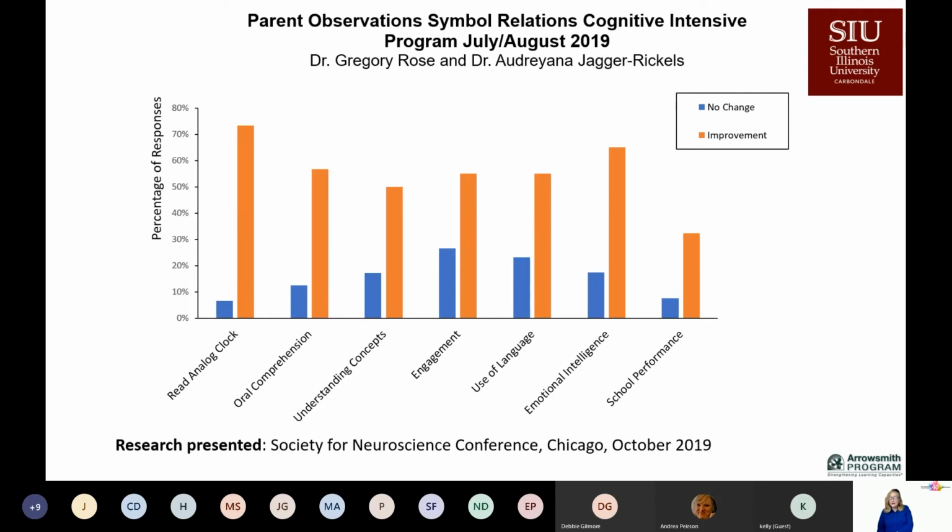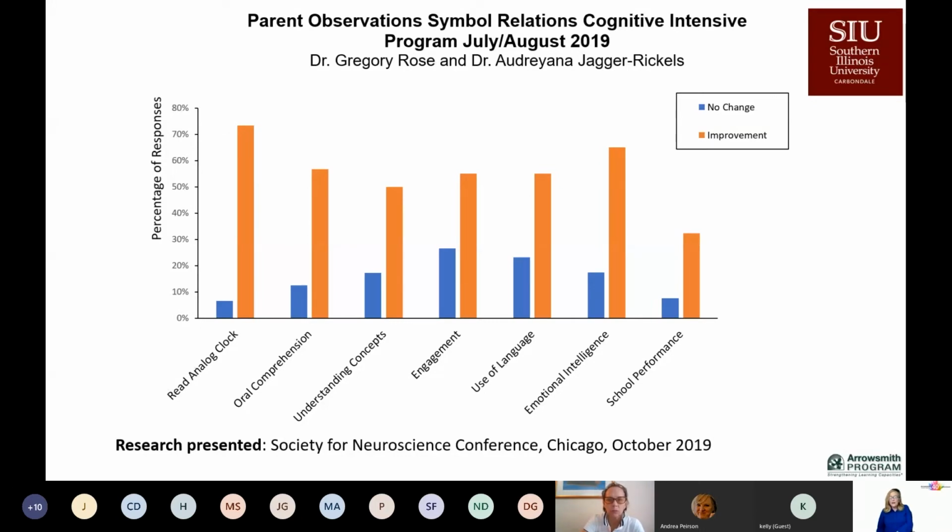But again, the parents were observing changes in oral comprehension, in understanding concepts, in engagement with the world, more attending and engaged, use of language, and then emotional intelligence. School performance was significant, but not as much because some of these students had just returned to school for only a month. So we're going to gather data after several months back in school.